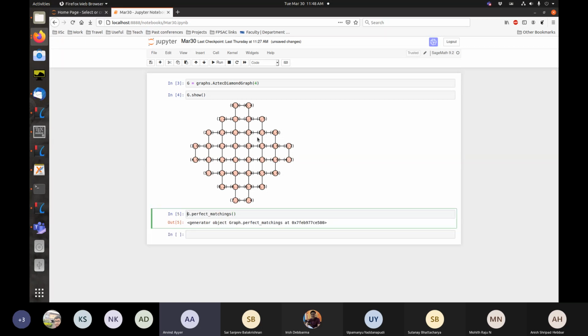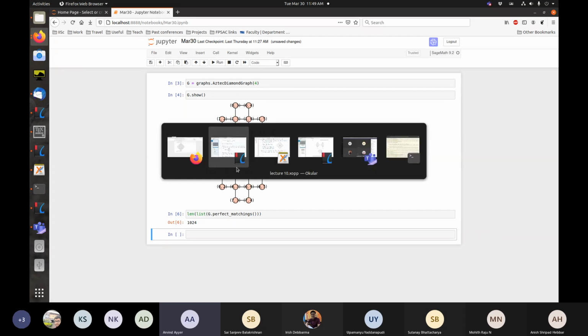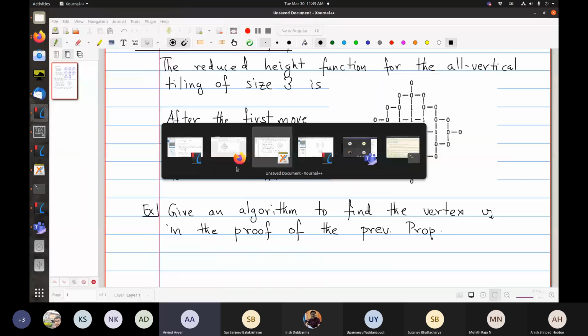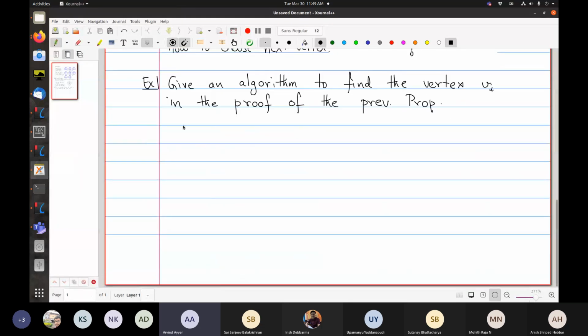So this is an iterator, but let's see. I hope I've not gone too high. Okay. So this is 2 to the 10, which is what it should be: 2 raised to 4 times (4 plus 1) by 2. Okay. So another side remark.